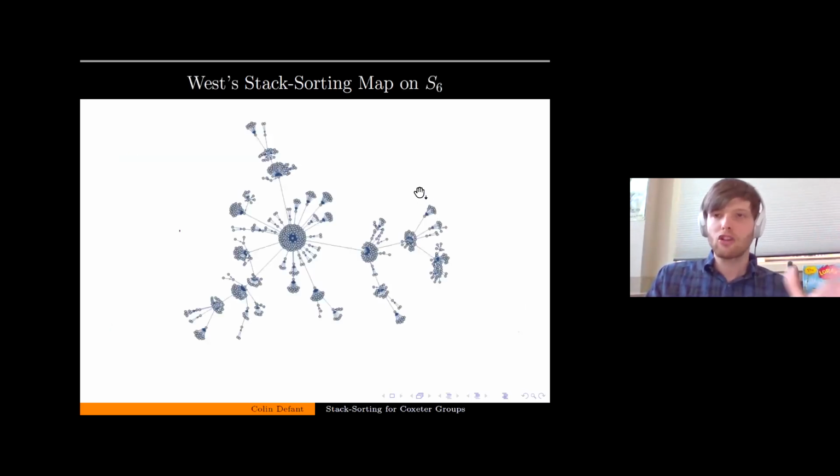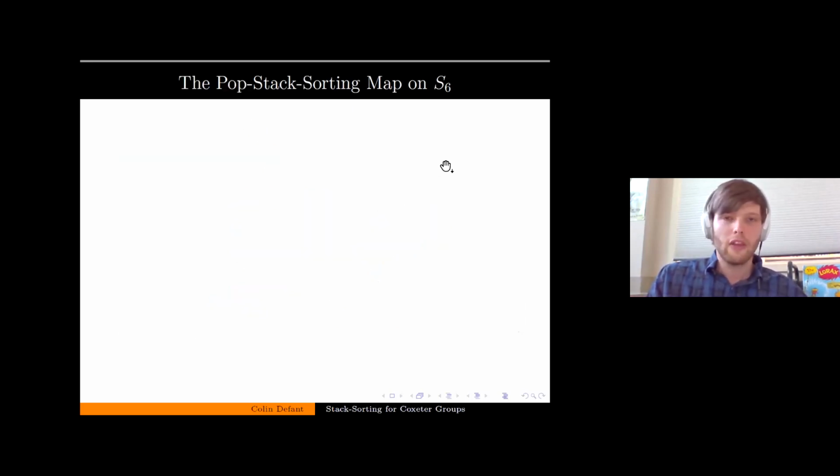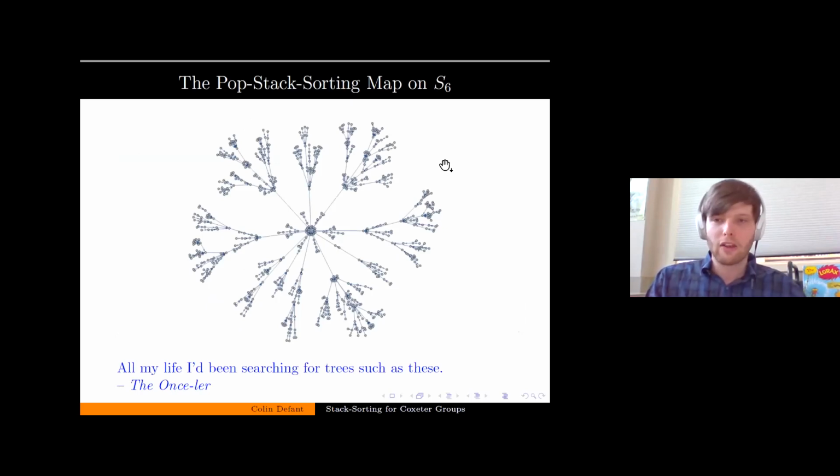Okay, so here's a picture of the diagram of the stack sorting map on permutations of size 6. So there are 720 vertices here, and you can see they all get mapped into this big blob here. The identity is somewhere in that blob, and so they all map to the identity. And then this is a picture of the diagram of the pop stack sorting map on permutations of size 6. Again, everything eventually maps to the identity, which is somewhere in this blob here.